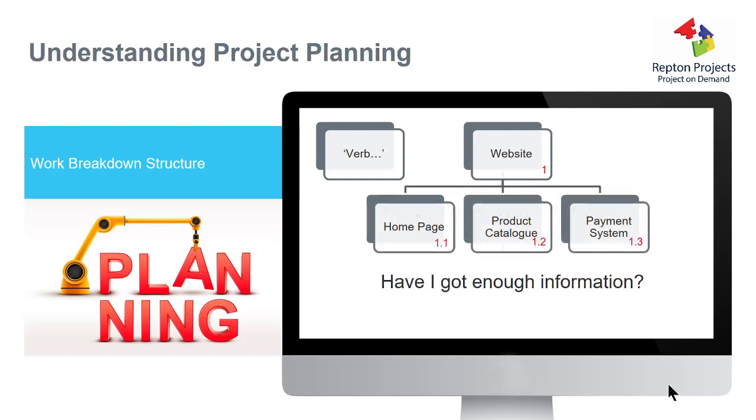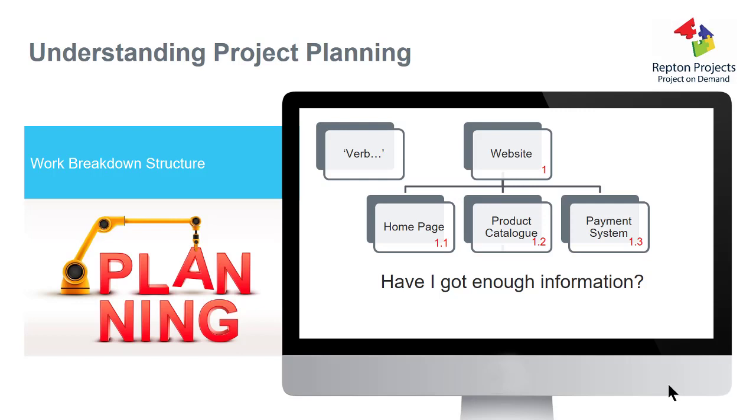I'm only going to look at the system products here as an example. So as you can see, I've got the website as I had in my product breakdown structure. So I need to build the website. I can't do it with that amount of information, so I'll need to split that up into 3 again, as I did on my product breakdown structure. So I've got a home page, and I've got a product catalogue, and I've got a payment system. Again, have I got enough information? And the answer is categorically no.